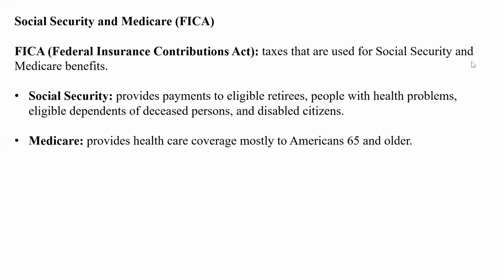All right, so the next one is called Social Security and Medicare, or FICA. That's the Federal Insurance Contributions Act. These are basically taxes that are used for Social Security and Medicare benefits. Social Security provides payments to eligible retirees, people with health problems, and eligible dependents of deceased persons and disabled citizens. And Medicare provides health care coverage mostly to Americans 65 and older.